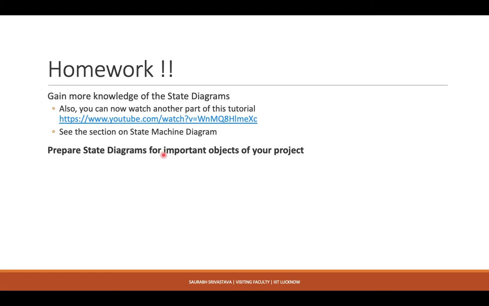There is some homework. One of the more important parts of the homework is that you have to prepare some state diagrams for your projects.